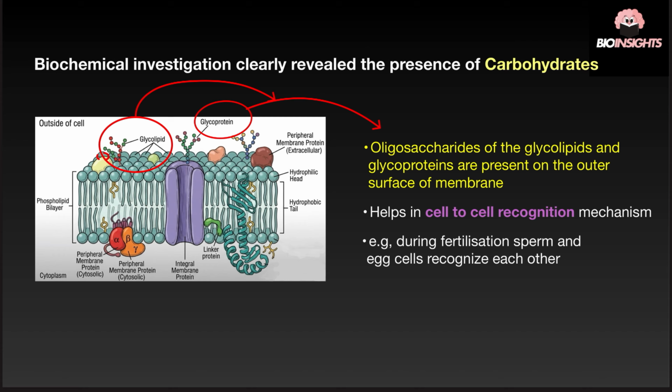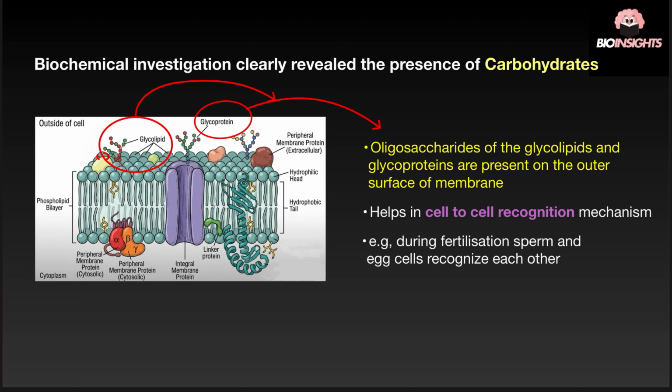Alongside the major components like lipids and proteins, there is the presence of carbohydrates. Oligosaccharides of the glycolipids and glycoproteins are present on the outer surface of the membrane. So these are glycolipids and these are glycoproteins. How can we say that? When the sugar chains are attached to the membrane proteins, they are called glycoproteins. And when the sugar chains are attached to the lipid molecules, they are called glycolipids.